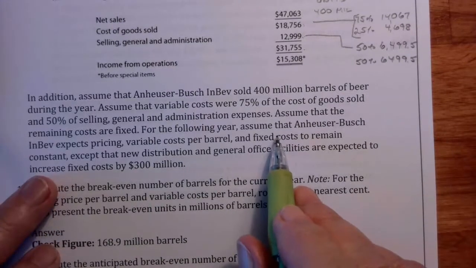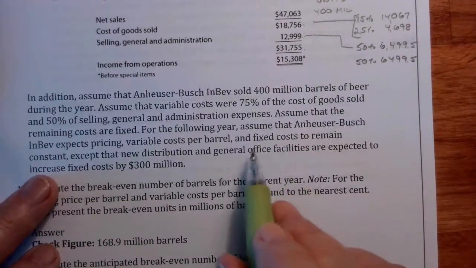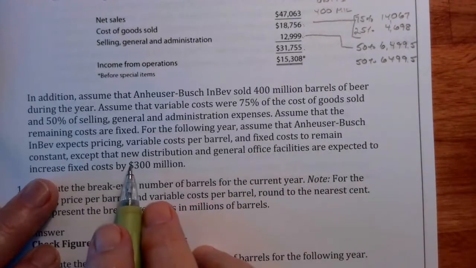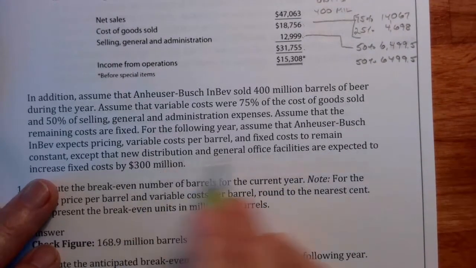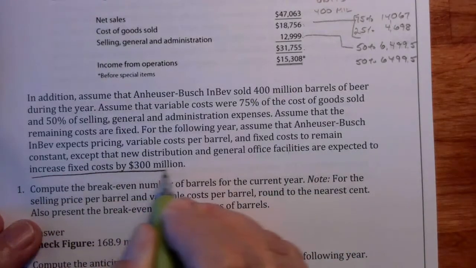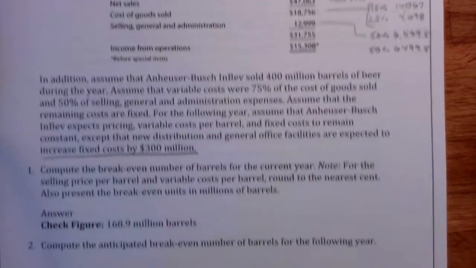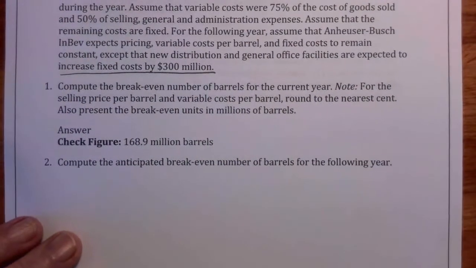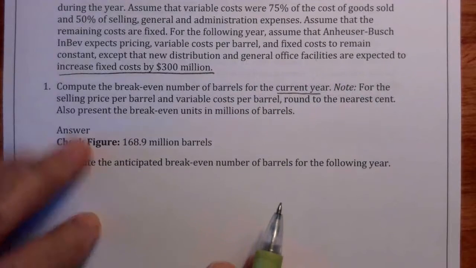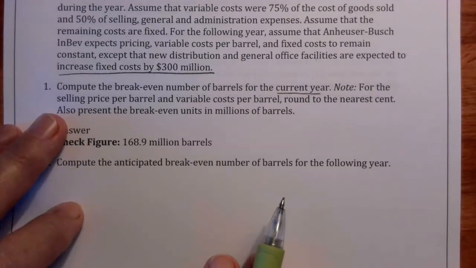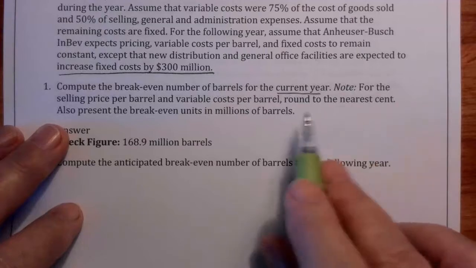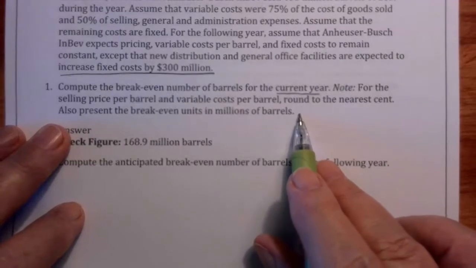The following year, assume that Anheuser-Busch InBev expects pricing, variable costs, and fixed costs to remain constant, except that new distribution and general office facilities are expected to increase fixed costs by 300 million. That's a big increase, isn't it? So what happens? Compute the break-even number of barrels for the current year. For the selling price per barrel and the variable cost per barrel, round to the nearest cent. Also present the break-even in millions of barrels.